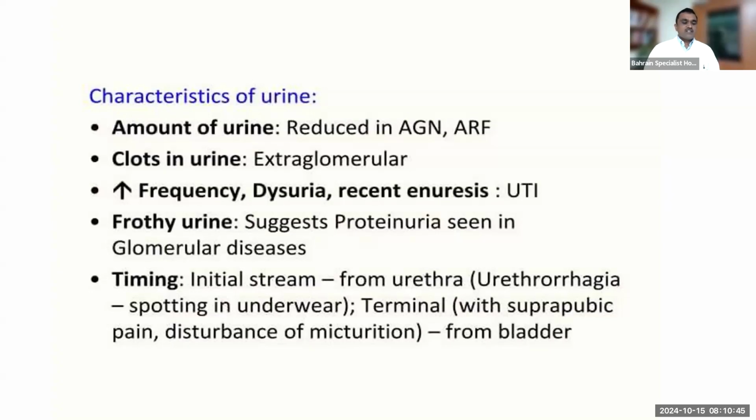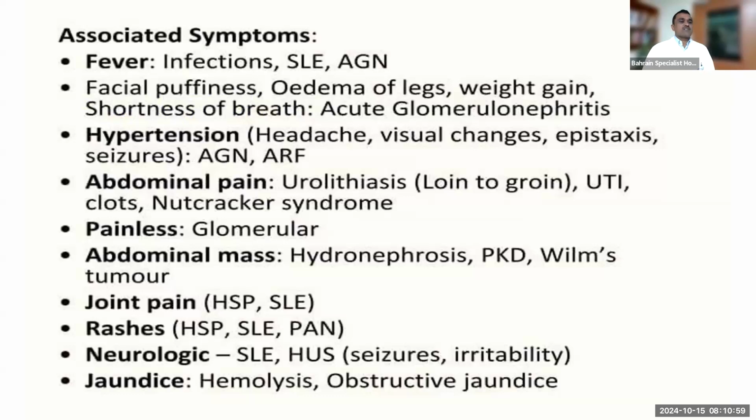And timing. If you see blood in the initial stream, it is mostly from the urethra, like urethrorrhagia with spotting in underwear. If it is terminal, with suprapubic pain and disturbance in micturition, it is mostly from the bladder. You have to see the associated symptoms like fever. It can be seen in urinary tract infection, SLE, or acute glomerulonephritis. Or facial puffiness, edema of legs, weight gain, shortness of breath, which you can see in acute glomerulonephritis. Hypertension, like headache, visual field changes, epistaxis, seizures. Abdominal pain or painless: painless is mostly in the case of glomerulonephritis.